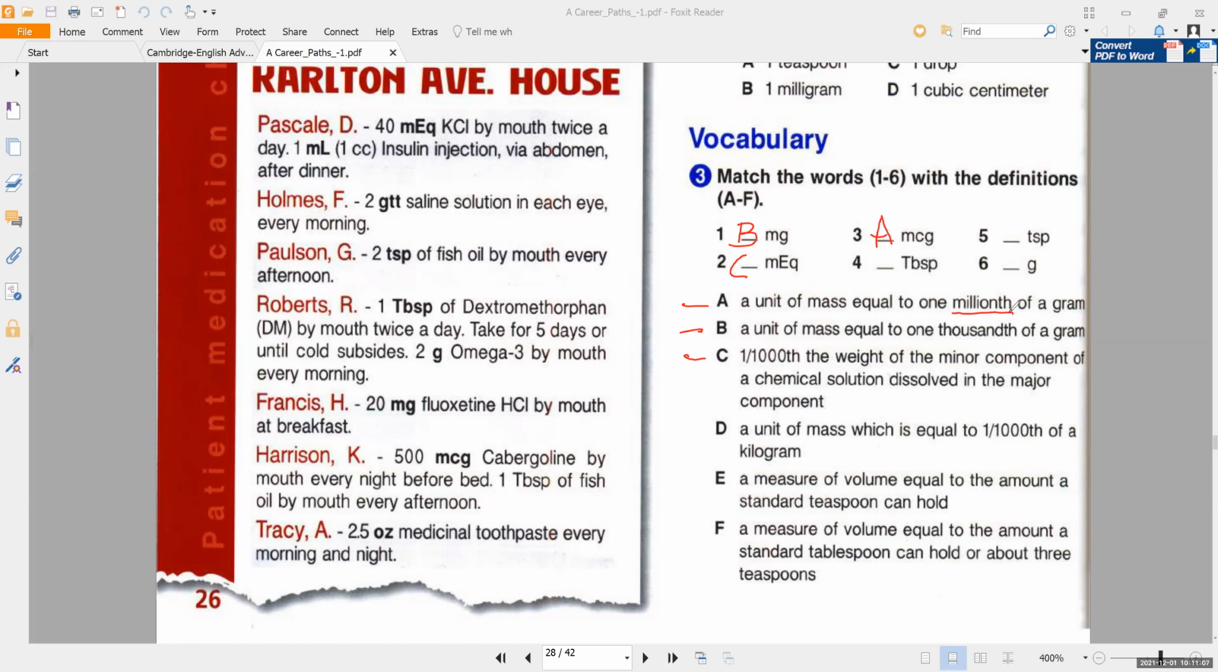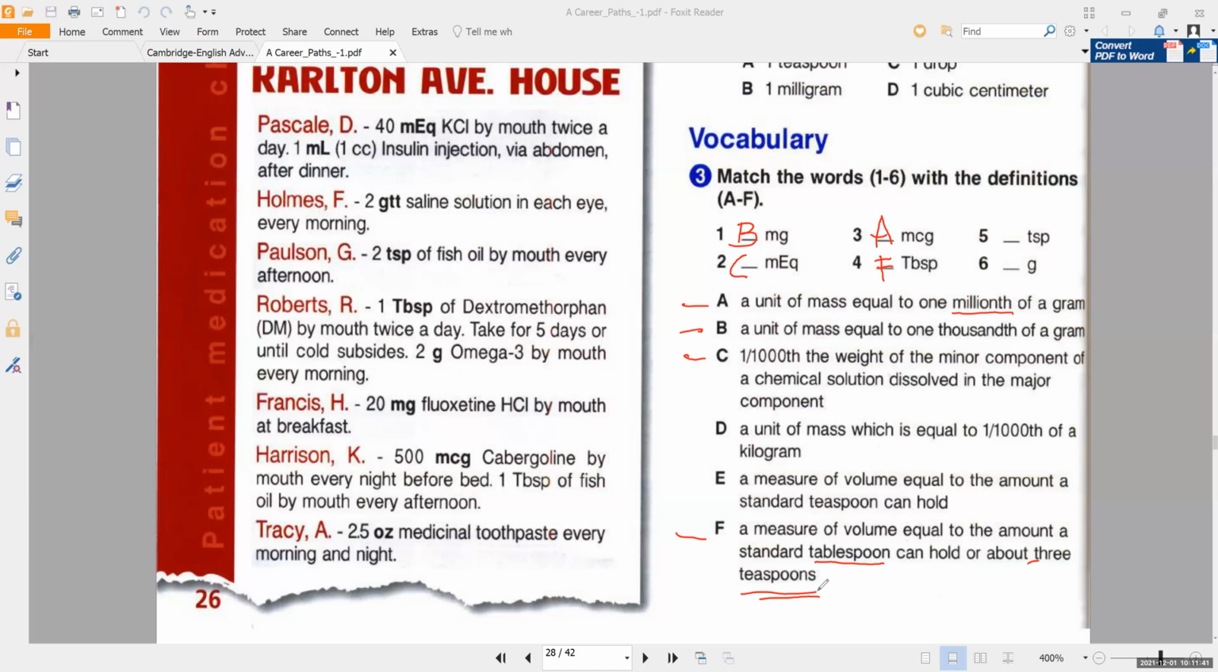Number 4 is F, a measure of volume equal to the amount a standard tablespoon can hold, or about 3 teaspoons. So tablespoon is bigger, of course, than the teaspoon.